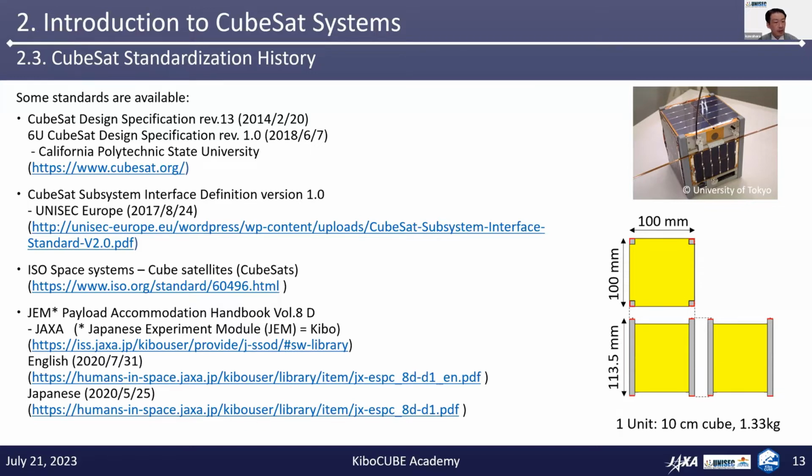So though a 1U CubeSat is a 10 centimeter cube, the dimension in the rail direction is a bit longer than 10 centimeter, as illustrated in this figure, just for your information.